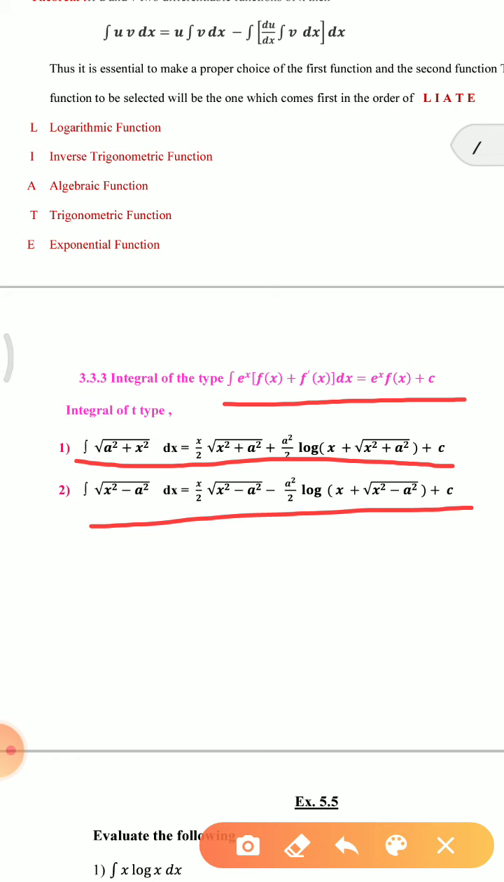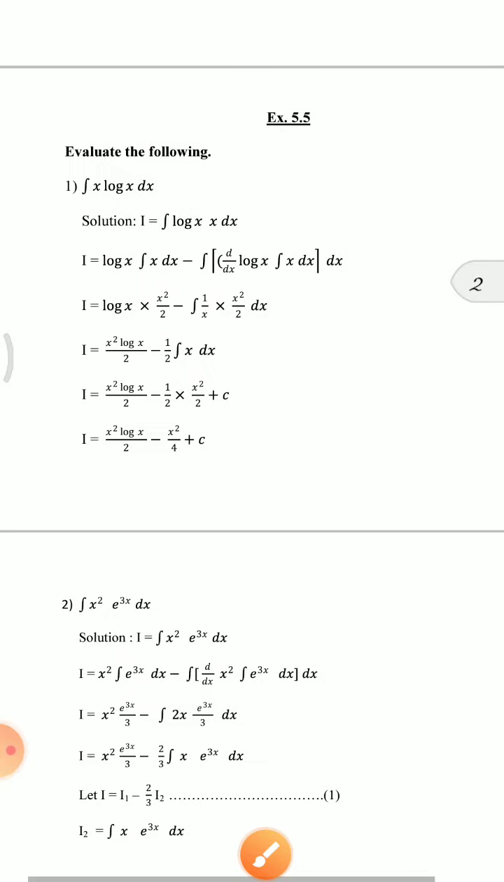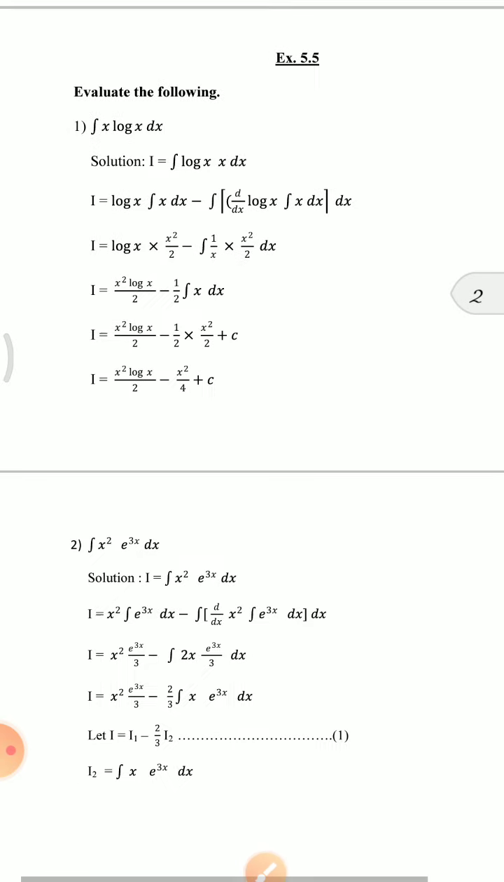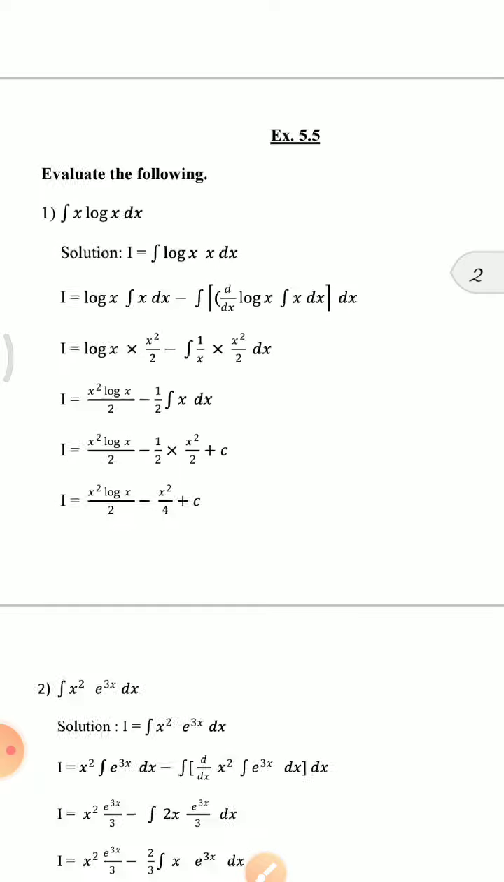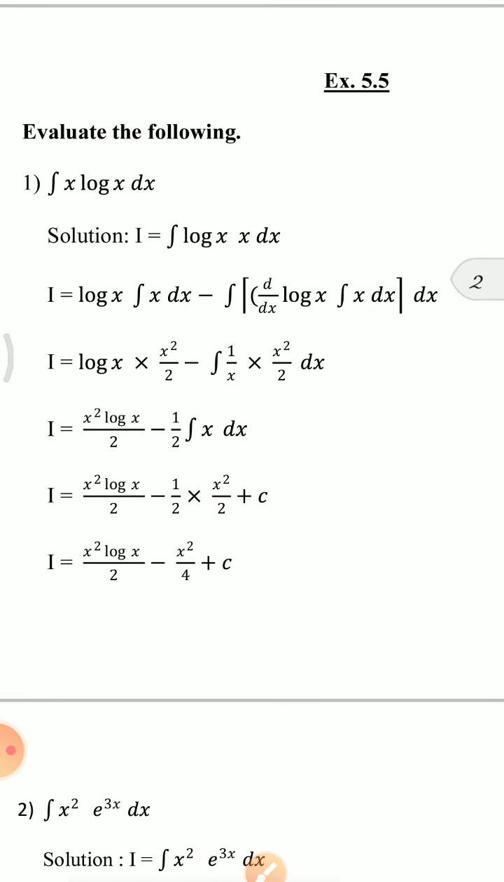Let me see exercise 5.5, by integration by parts, that is the u v rule. See the first question: evaluate the following integral, x log x dx. Let us see the solution.